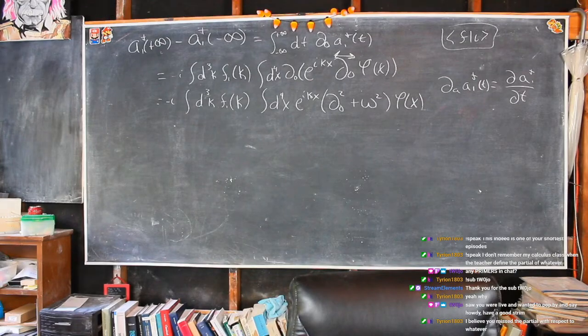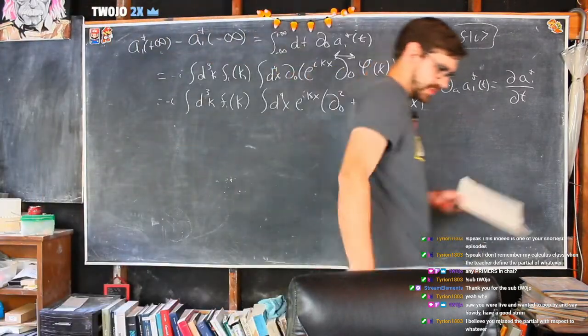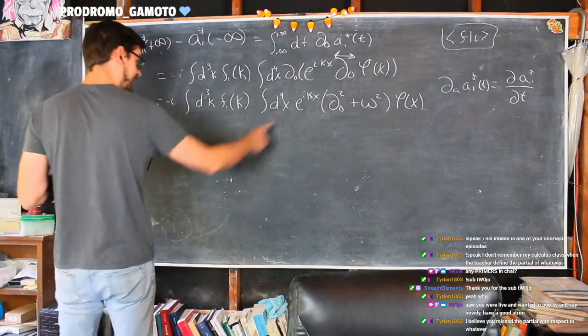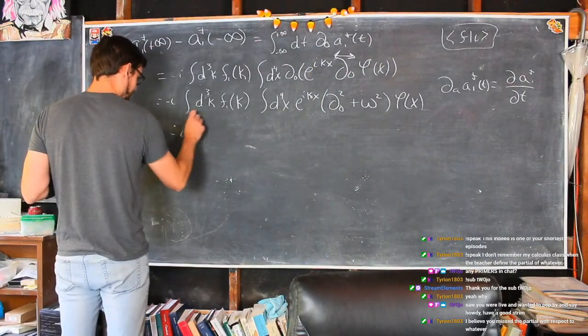Now what we gotta do is plug in this omega. We know that omega is just gonna be the square root of k squared plus m squared. So we're gonna plug in the omega, and we're gonna get the following: minus i.